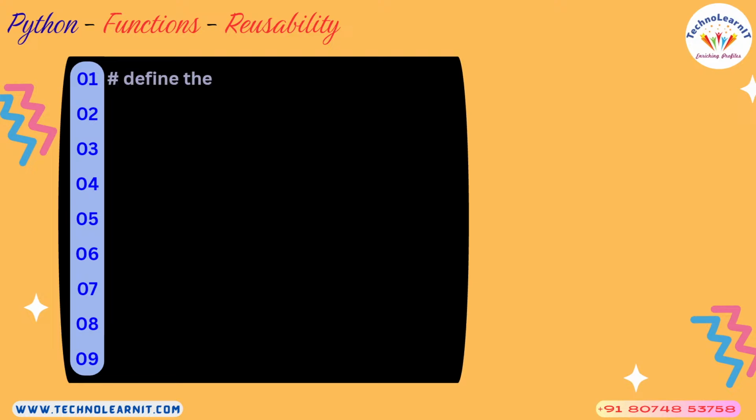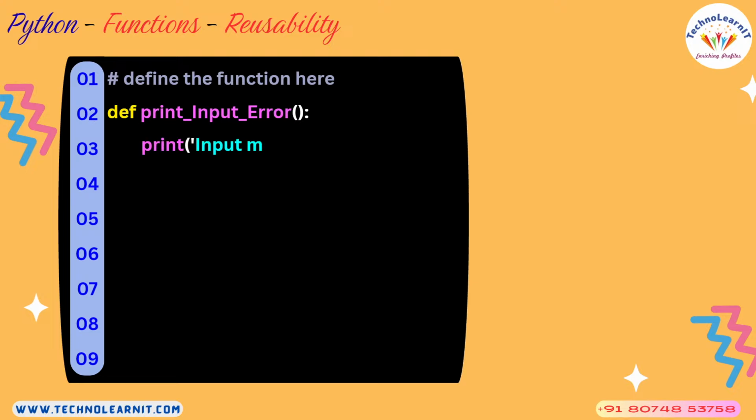Next comes the reusability aspect. Say, for example, you are going to define a function here. To define a function, you need to use the def keyword and then some name for the function and then colon. Then you start writing the statements within the body. So here, print input error. What is this print input error? It is a function. It is the name of the function.